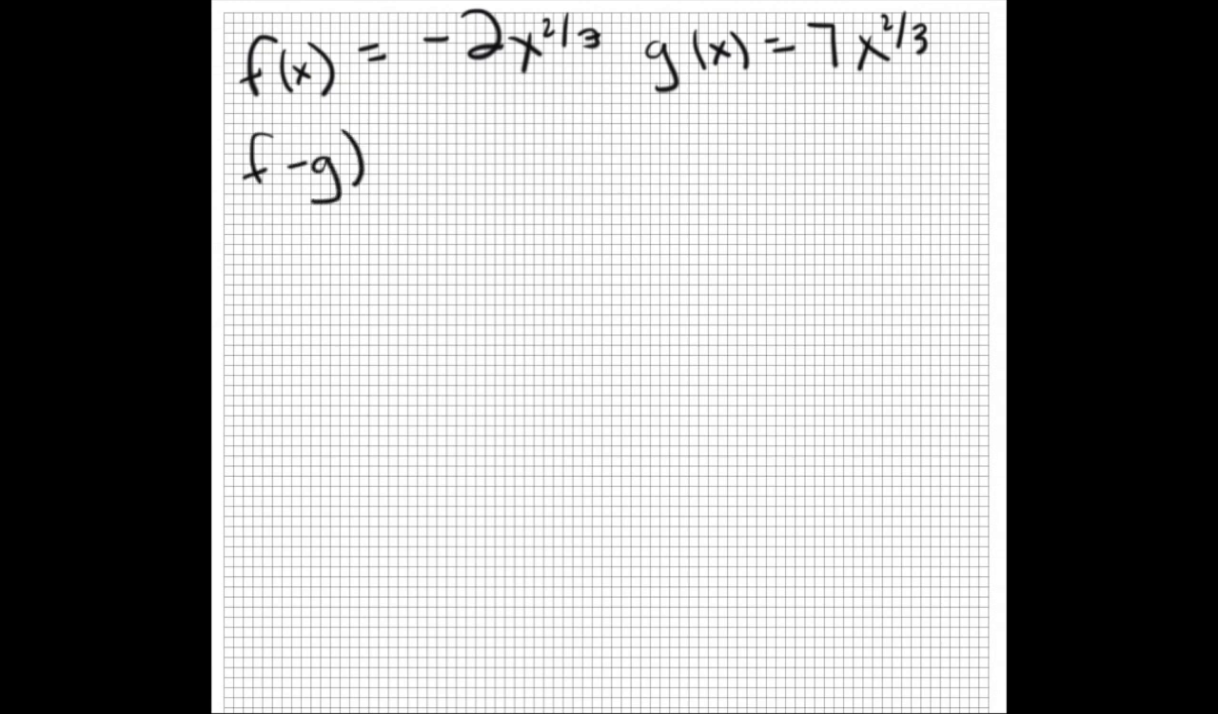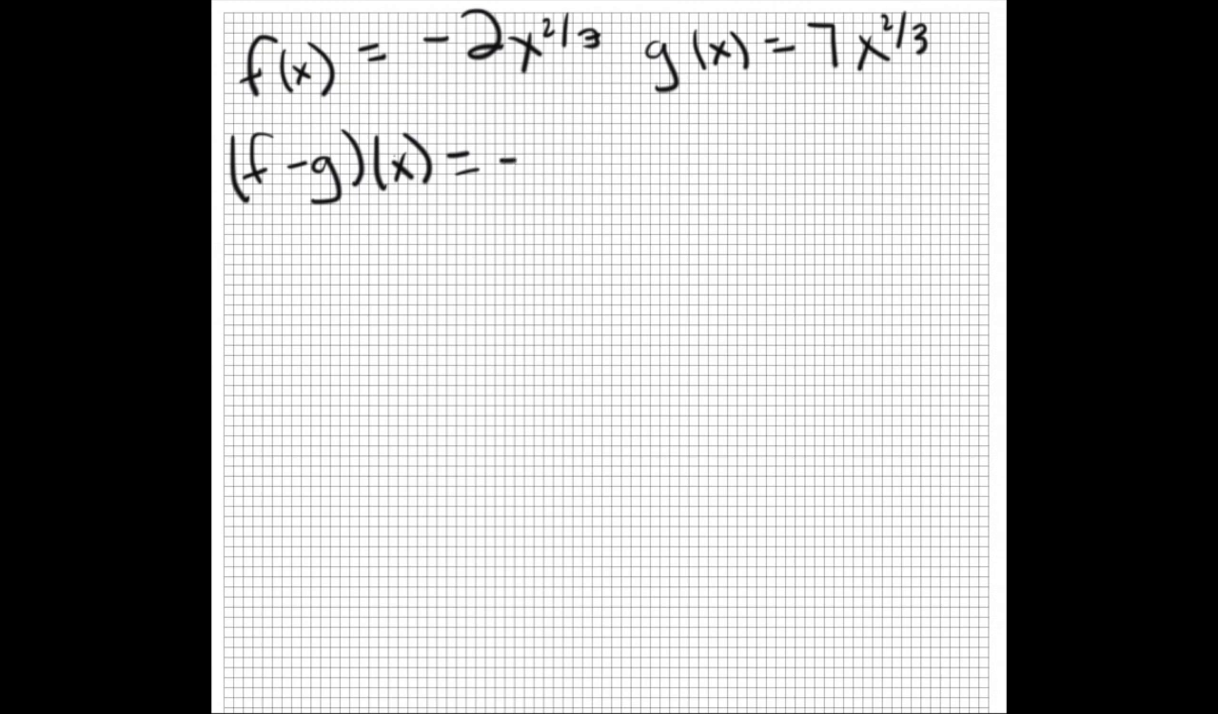The second part of monitoring progress wants you to take the same two functions, f of x, which is negative 2x to the 2/3, and g of x, which is 7x to the 2/3. And this time, instead of adding them, they want you to subtract them. So f of x minus g of x. Oh, I forgot to color code it. Let's go back and do that.